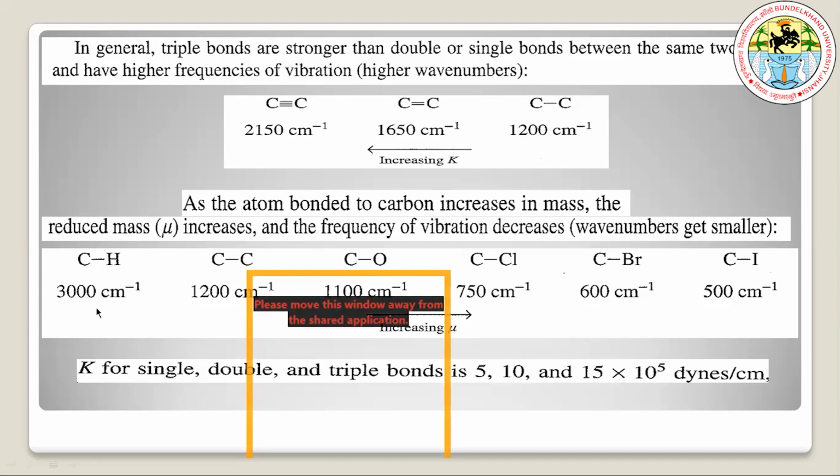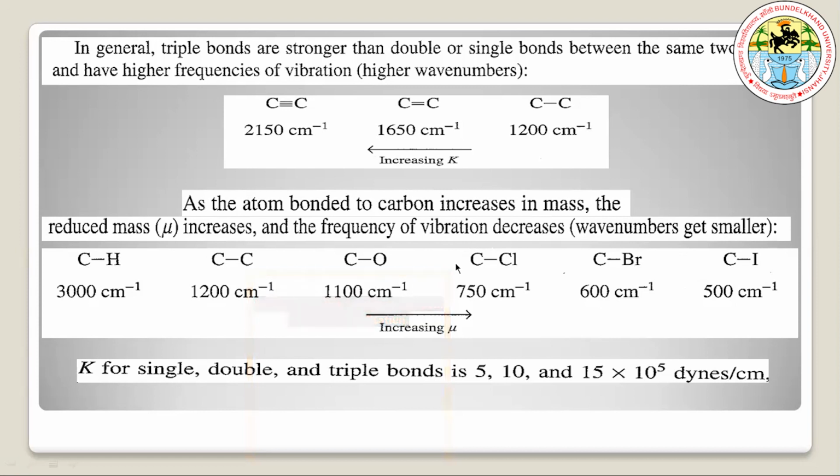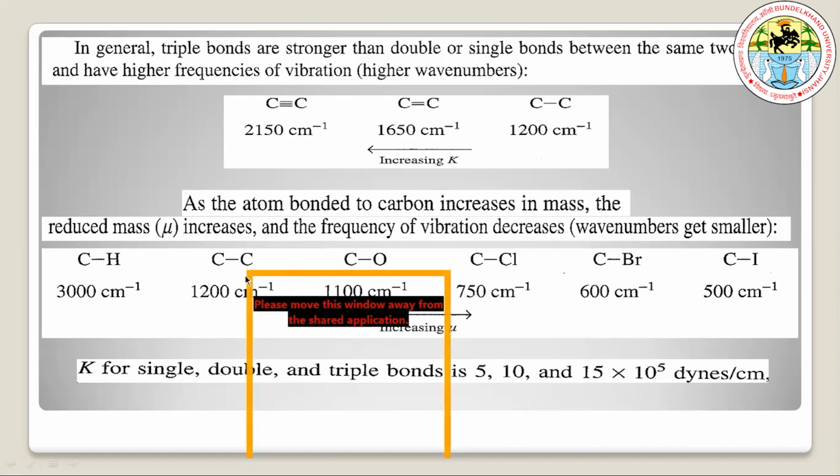Secondly, as we move from the left-hand side to the right-hand side, what changes do you observe here? In all molecules, the first atom is carbon. When you observe the second atom bonded with it, here the first atom is hydrogen, which is bonded to carbon. Here the first atom is carbon, which is bonded to carbon. Here the first atom is oxygen.